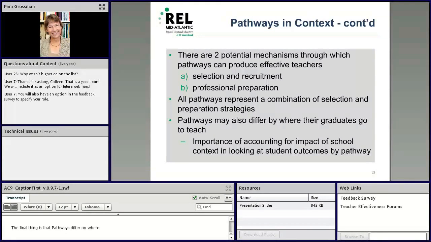So as I said, this is the sort of selection mechanism. So some alternative route pathways, for example, place their students almost exclusively in higher poverty schools, whereas other settings might have teachers across a variety of school contexts. So when we're trying to understand the impact of the pathway, we also have to look at the effect of that school context.